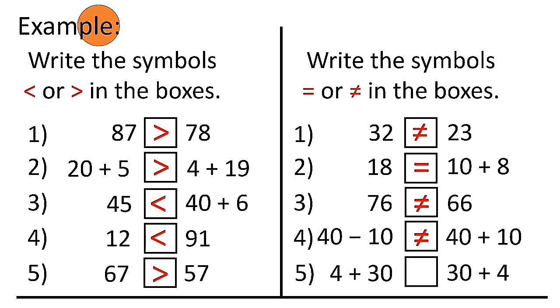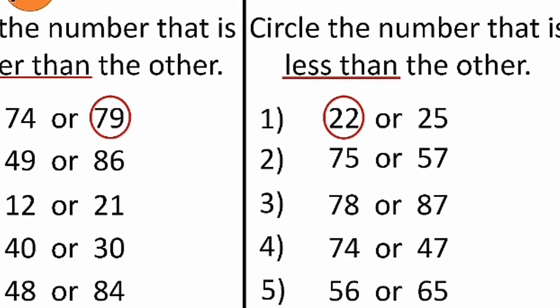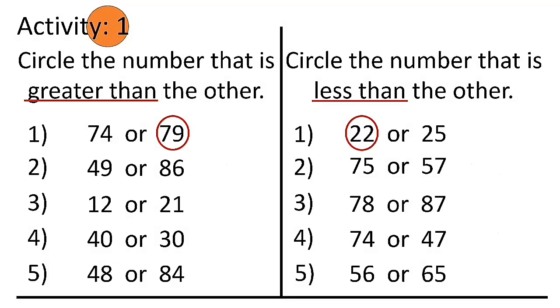Number 5, 4 plus 30 box 30 plus 4. What do you think? Yes, they are equal because 4 plus 30 is 34 and 30 plus 4 is 34. Okay, now let's proceed directly to our activity. Since you cannot ask questions because we are just making videos, don't you worry, you can ask me during our face-to-face class.